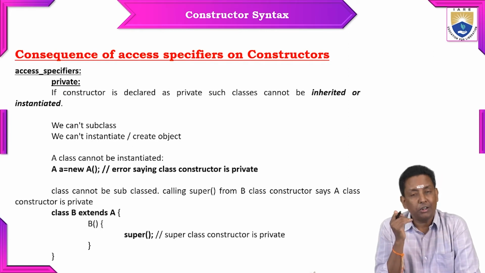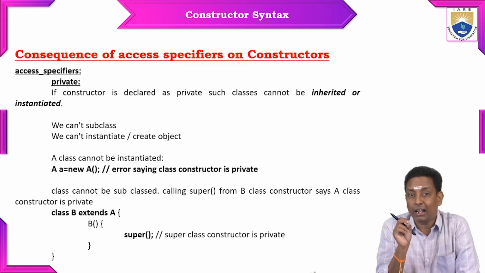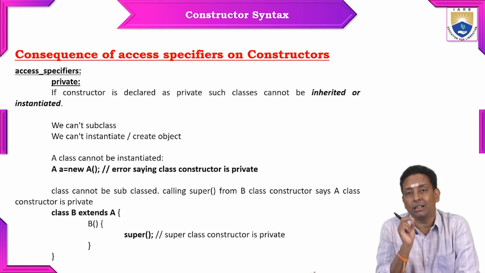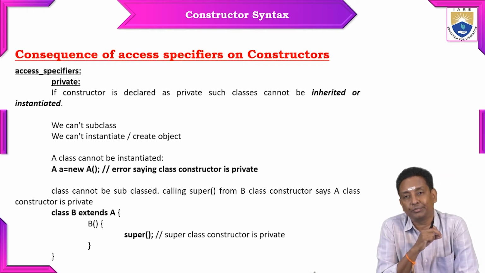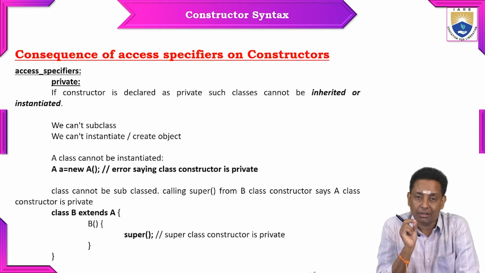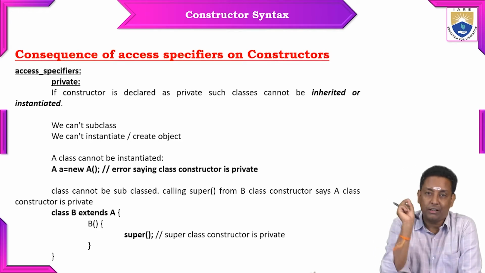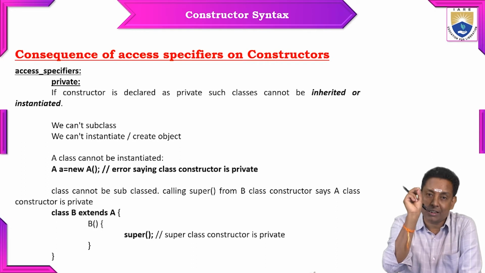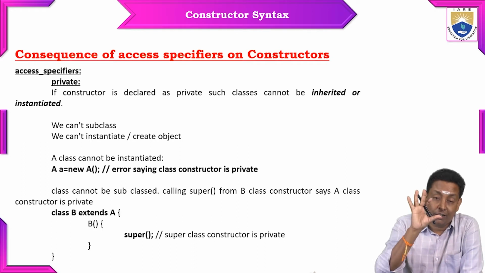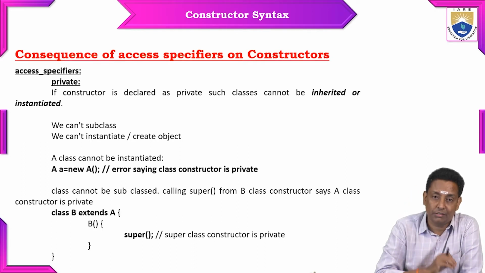You will find many public classes whose constructor access specifier is declared as private. Do you know what happens if a class is public? Once a class is public, it has 4 scopes. A public class can be accessed in 4 scopes.